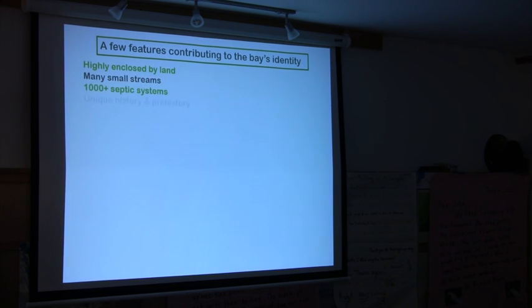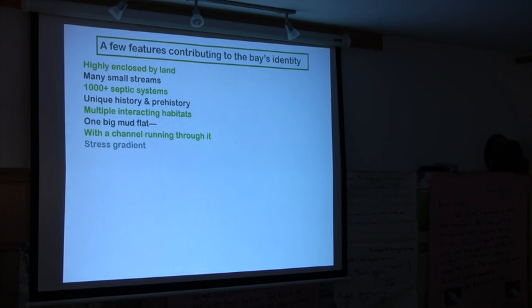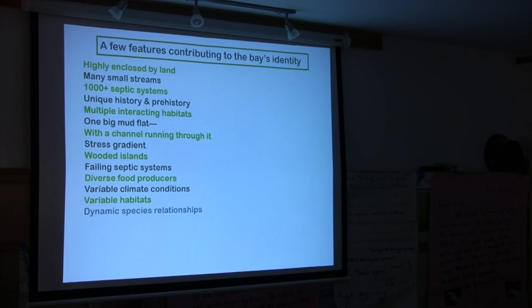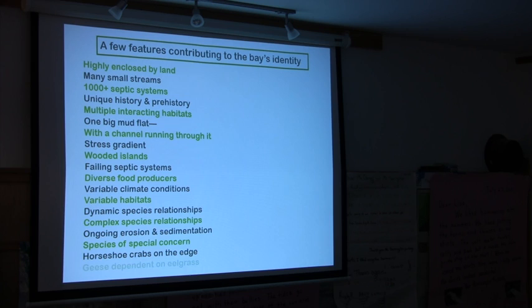So here's my list of what makes Taunton Bay Taunton Bay. Highly enclosed by land, many small streams, 1,000 septic systems plus, unique history and prehistory, multiple interacting habitats, one big mud flat with a channel running through it, stress gradient, wooded islands, failing septic systems, diverse food producers, variable climate conditions, variable habitat, dynamic species relationships, complex species relationships, ongoing erosion and sedimentation, species of special concern, orchard crabs on the edge, geese dependent on eelgrass, and so forth.